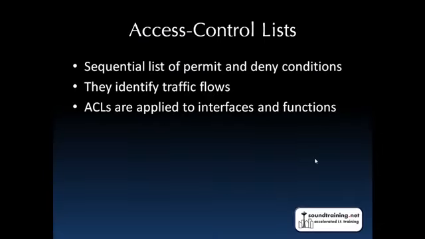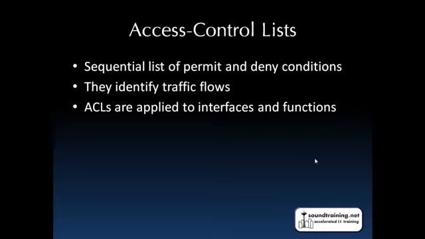First of all, what is an access control list? It's just a sequential list of permit and deny conditions. Each line has one permit or deny condition on it. I'm going to allow this type of traffic, I'm going to deny this type of traffic. They identify traffic flows, so each line is going to specify from this source to this destination, perhaps this type of protocol, this port number, something like that.